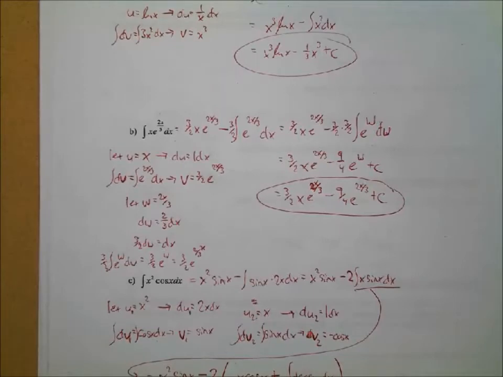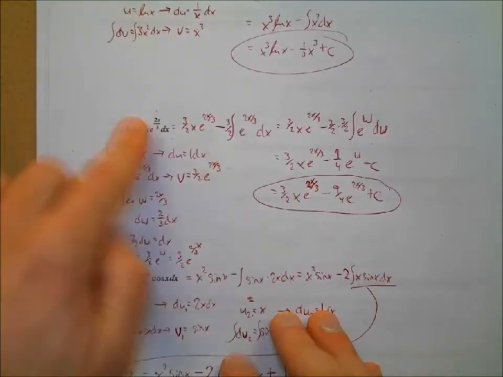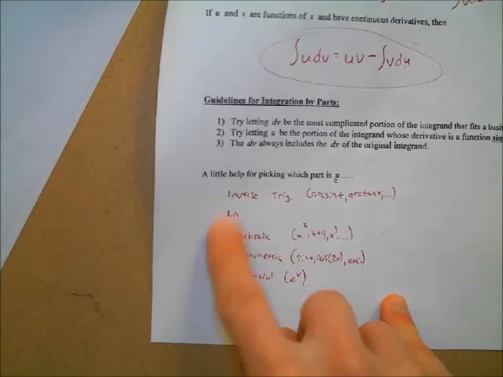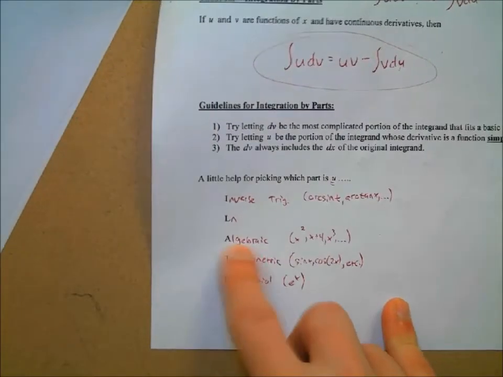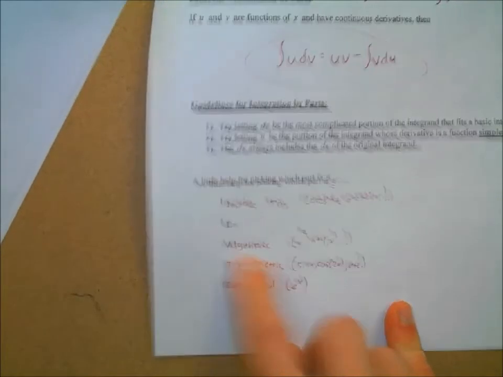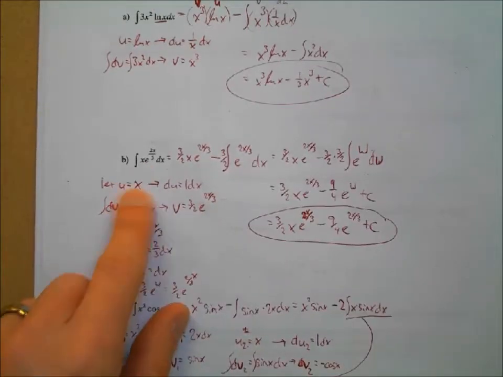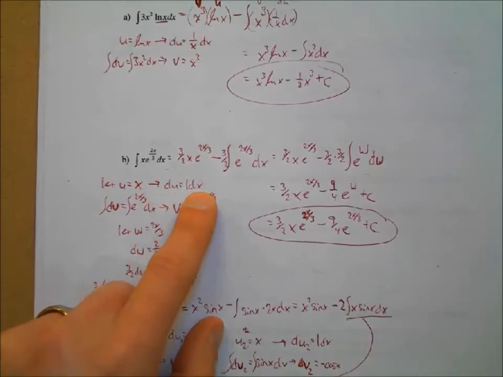Okay, following our hierarchy here, if we go back to the other page, we have x and an e to the something. Well, we don't have inverse trig, we don't have natural log, we do have algebraic. You see, the very end is exponential. Algebraic, we want to do that first before exponential. So we're going to let u be the x. So if u is x, that means du will be 1 dx, right? The derivative of x is just 1.